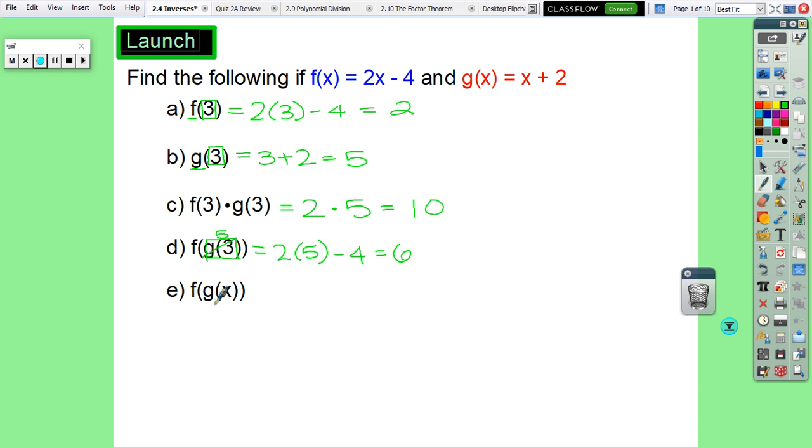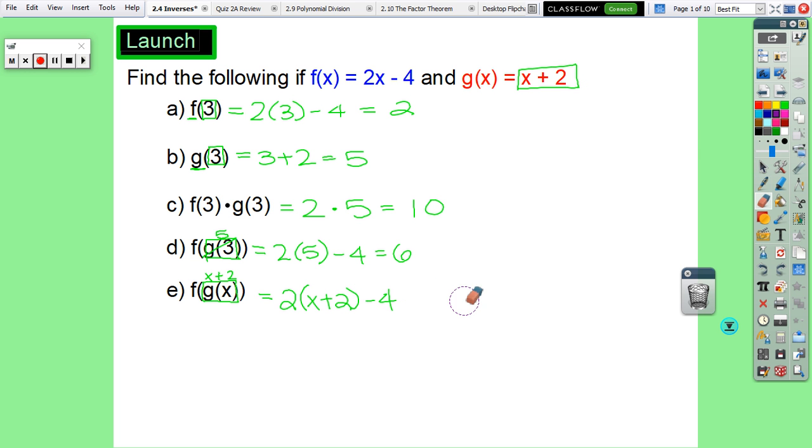And then we want to know what happens if we take g of x, take the x, plug it into the g function, and then take that output and plug it into f. Well, we know what g of x is. G of x is this right here. So we're basically saying we want to know what f of x plus 2 is. So we're going to take x plus 2 as our input, and we're going to plug it into the f function. So we would have 2 times x plus 2 minus 4 equals, whoops, doesn't equal 6.